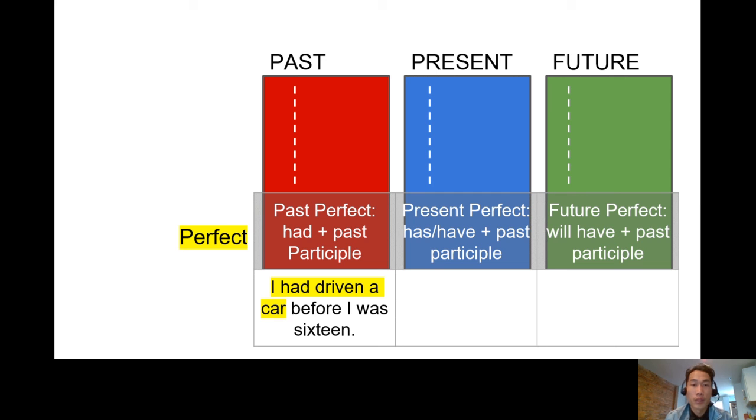For example, in the past perfect tense, I had driven a car before I was 16. Remember that the focus is on event one. I had driven a car. So in this example, event one, I had driven a car, may have happened when I was 15, 14, or even earlier.